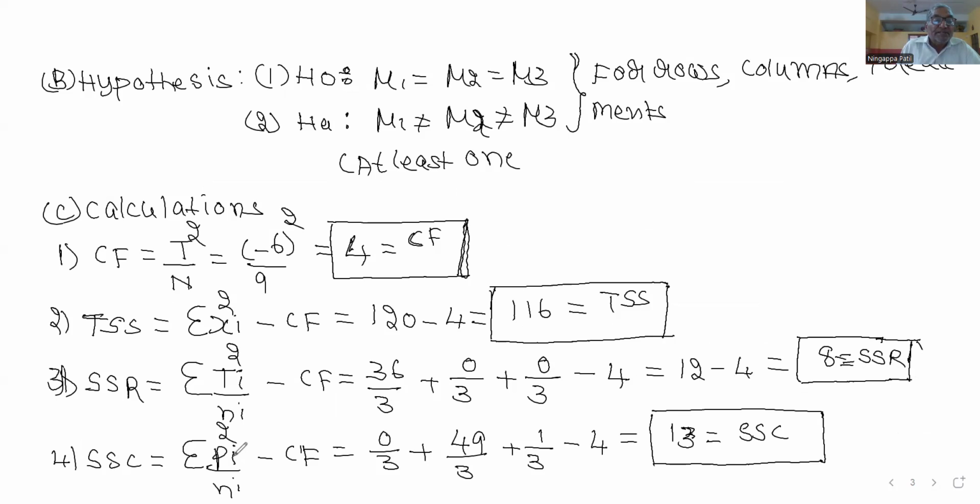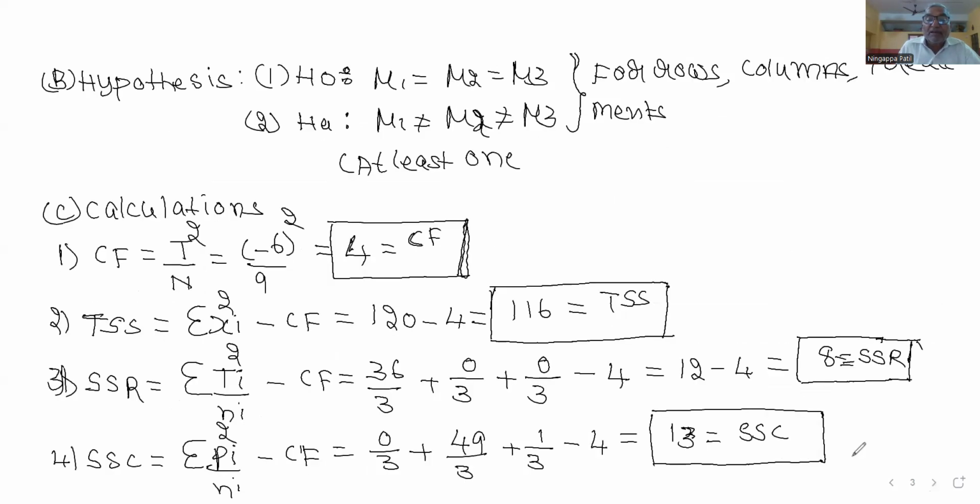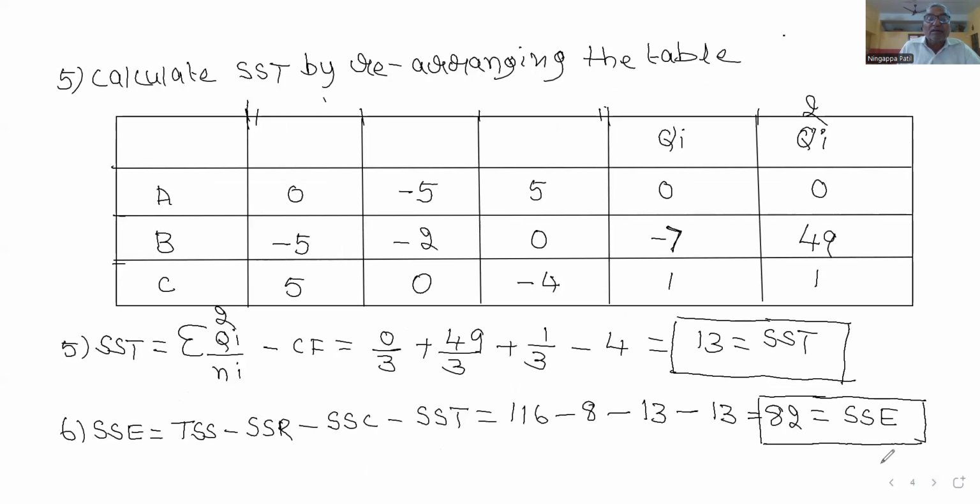And SSC, summation of Pi square upon Ni minus CF. CF is already we have calculated, 4. And this you can get it from the table. Look here. Pi square, 0 divided by 3 values. A, B, C. Look here. 0 upon 3 plus 49 upon 3 and 1 upon 3. And you can make a calculation here. Look here. 0 upon 3, 0 upon 3, 49 upon 3, 1 upon 3. After calculation, you are getting 13. This is SSC. Now, next, look here.